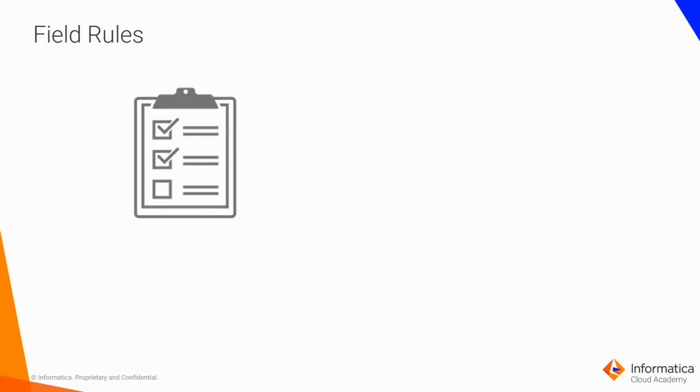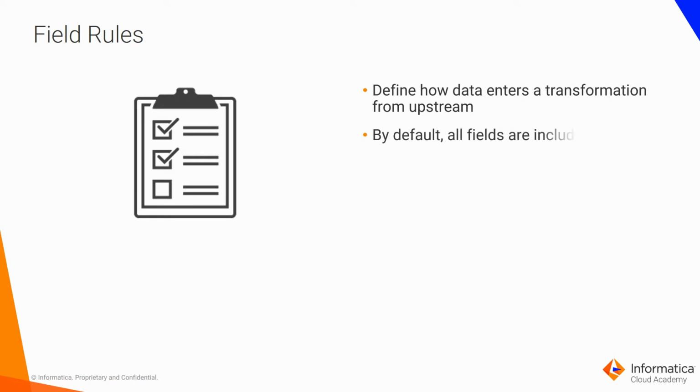Now that we have covered the basic set of transformations that can be used to build a mapping, let us now discuss how you control the flow of fields into a transformation. Field rules allow you to define how data enters a transformation from the previous or upstream transformation. By default, if you don't define any field rules in your mapping, then all fields are going to be included. So all fields from the upstream data flow will be included and will be available. You can define field rules on all transformations, with the exception of the source transformation because that is always at the start of the mapping.